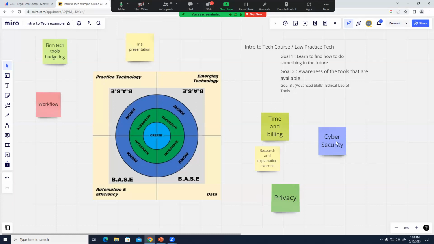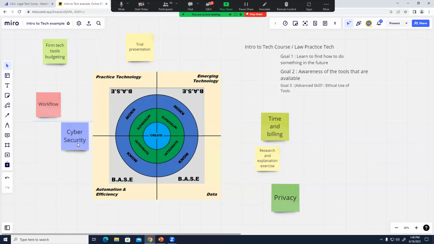So let's start. Cybersecurity, we usually put that under practice technology. For this overall course with our goals, what level do you think we would do? Would it be know, integrate, create, or would it be like a base skill? Can I ask a question? We are presuming this is just like an everyman course, every person? Yeah, it's an intro to tech or a law practice technology course. What do you think? Anybody have any thoughts? Integrate. Integrate? Yeah, I think so.